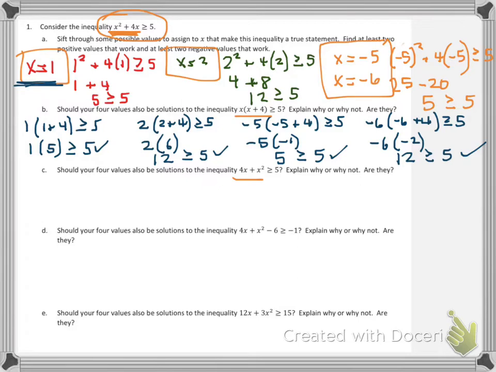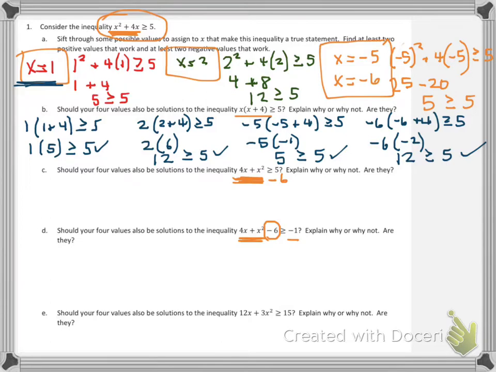All right, part D. Let's take a look here. What's happened from our 4x plus x squared to here? We've still got 4x plus x squared, but now I see a subtracting of 6 from the left side, and if I subtract 6 from the right side, 5 minus 6 is a negative 1. So what did we do here? Well, that is the additive identity property.